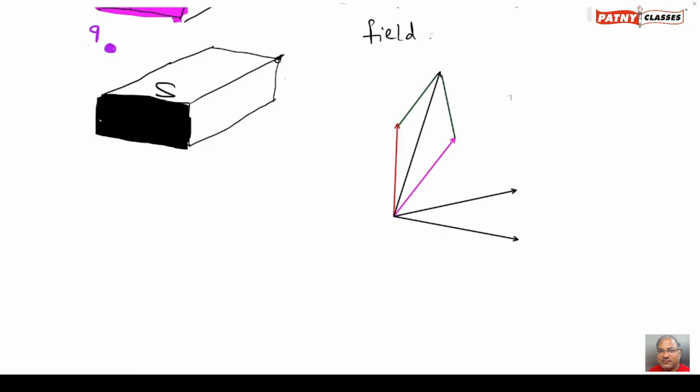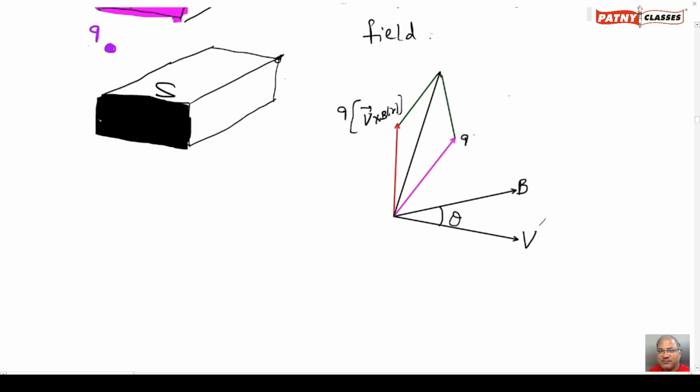Now let us represent all these in the form of a vector diagram. Suppose this is the direction of magnetic field and V is the velocity of the particle, the direction of velocity, and the angle between them is theta. Now the direction of magnetic force is perpendicular to both the magnetic field and the velocity, so it is given by V cross B of R multiplied by the magnitude of the charge.